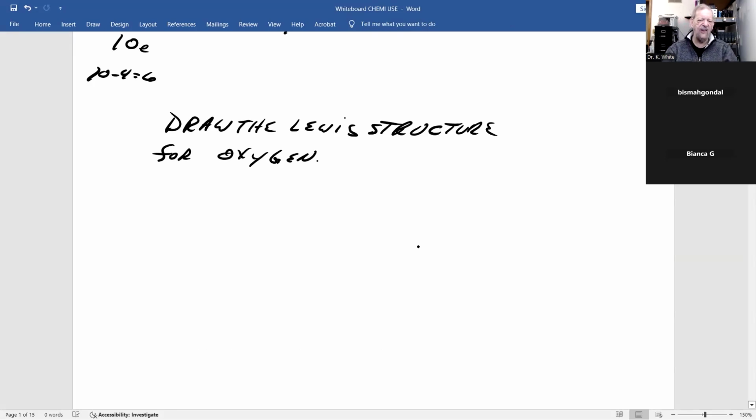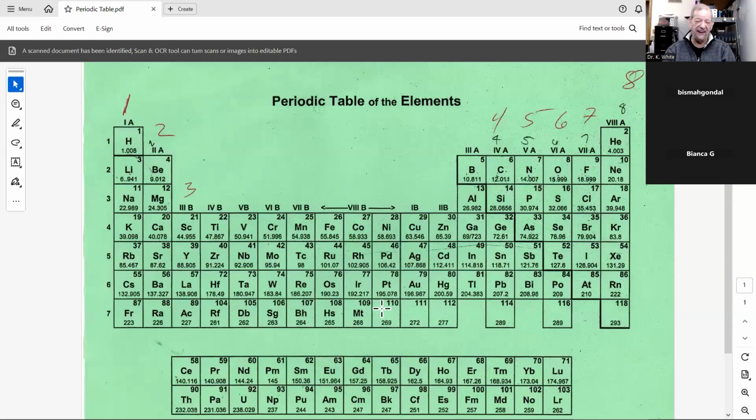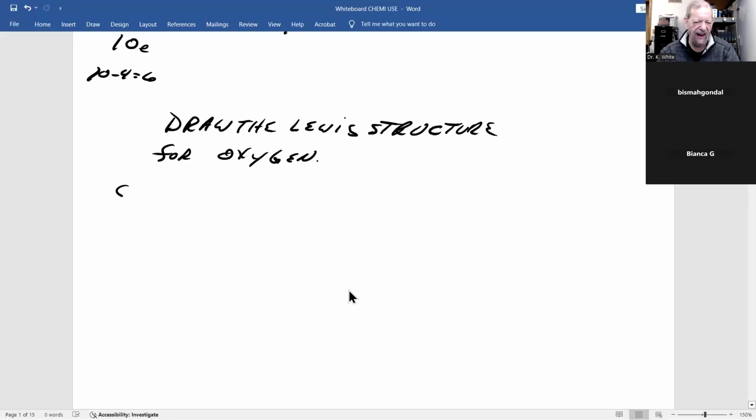If I were to ask on a test, draw the Lewis structure for oxygen. First of all, how many valence electrons does oxygen have? Go to your friendly neighborhood periodic table. I stole part of that from Spider-Man. But anyways, oxygen is O. And if we look at the top, we see the number 6, which tells us oxygen has 6 valence electrons.